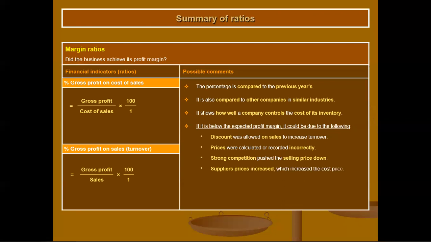Suppliers' prices increased. In recent years, guys, you realize that suppliers' prices have increased. Fuel prices went up. If fuel goes up, guys, it will increase cost of products, which increases cost of sales. The higher the cost of sales, the lower the gross profit. You need to remember that gross profit is simply sales minus cost of sales. Gross profit is sales minus cost of sales. Gross profit is sales minus cost of sales.